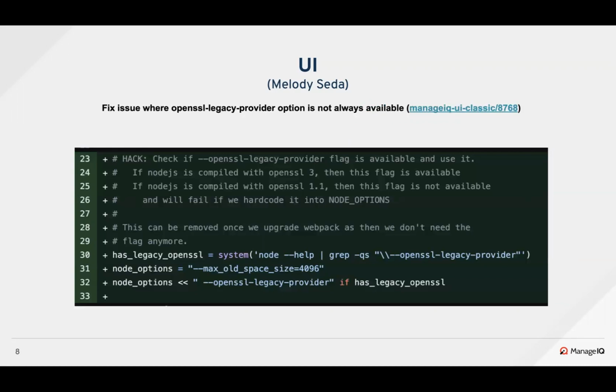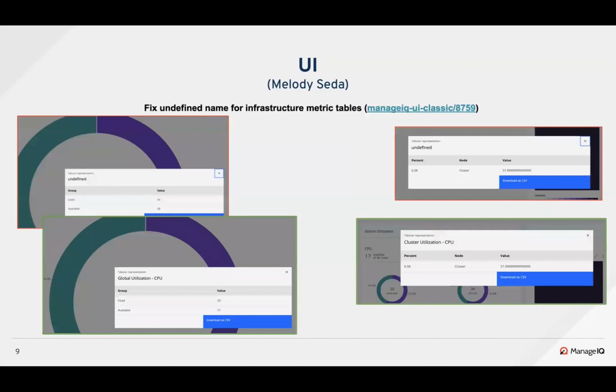I fixed an issue across our build systems, dev systems, and CI systems, where certain versions of Node.js would or would not have a particular option that we need. Jeffrey made a fix in the charts where the tables would have undefined name for the title.